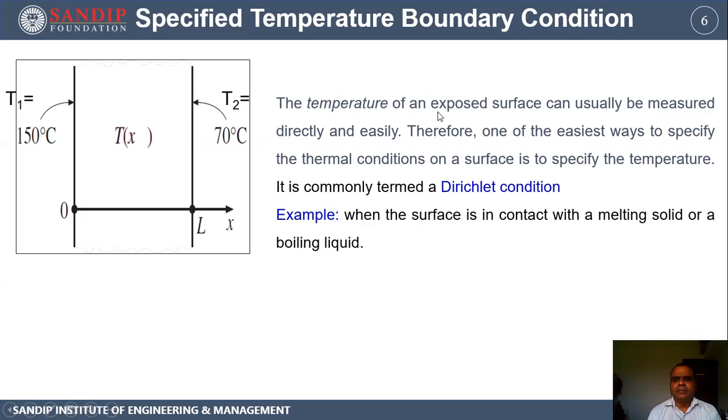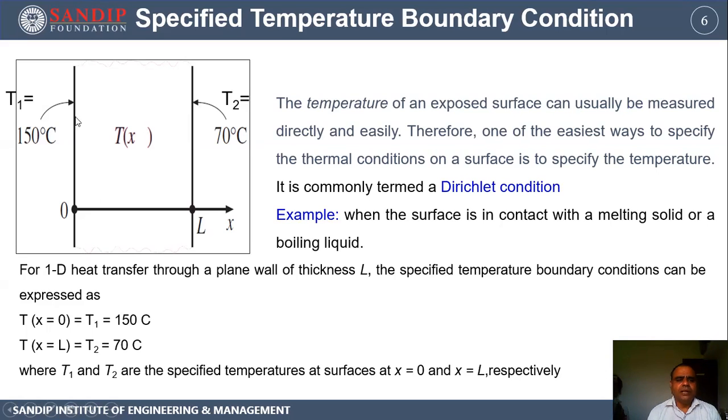The temperature of an exposed surface can usually be measured directly and very easily. Therefore, one of the easiest ways to specify the thermal conditions of the boundary is in terms of specified temperatures, and this is called the Dirichlet condition. When the surface is in contact with a melting solid or boiling liquid, the temperature is going to remain constant, and in such situations this specified boundary condition can be more useful.